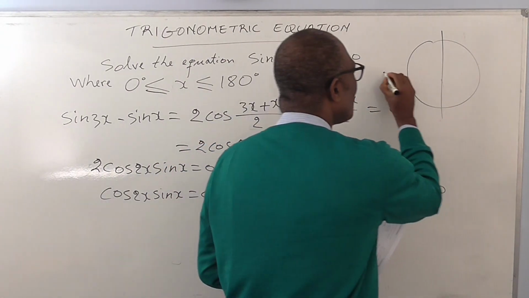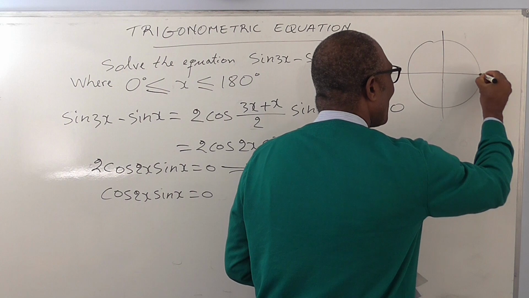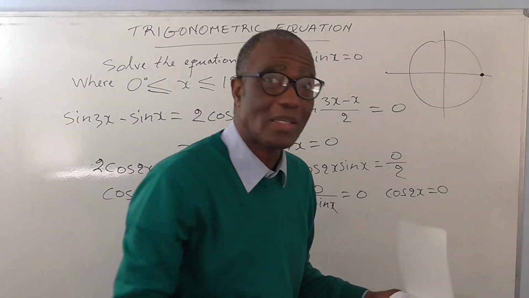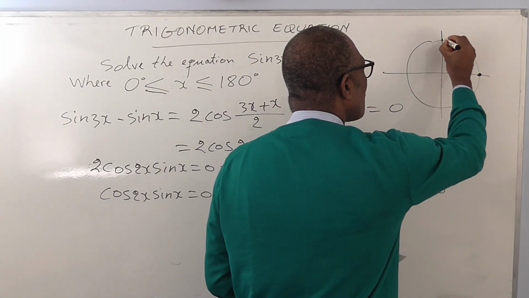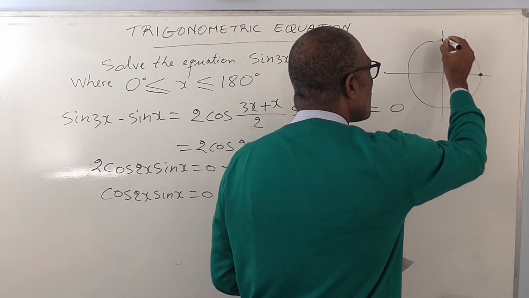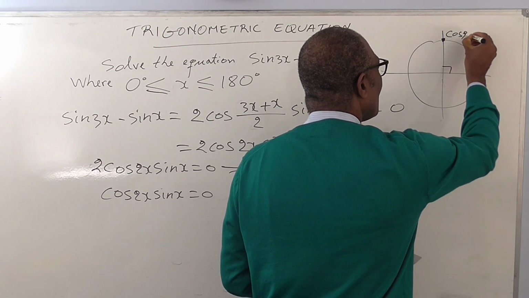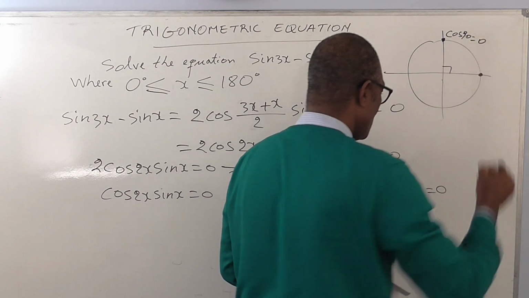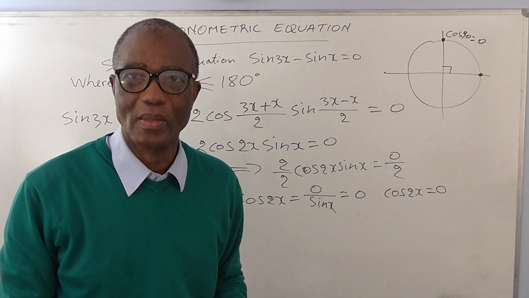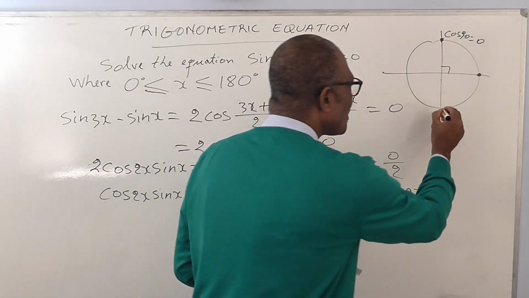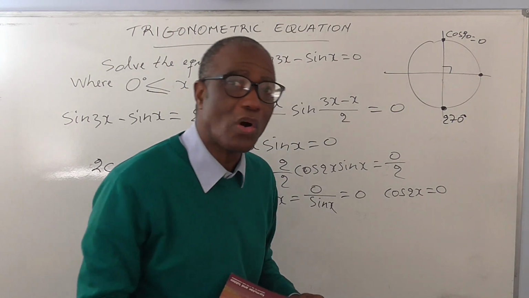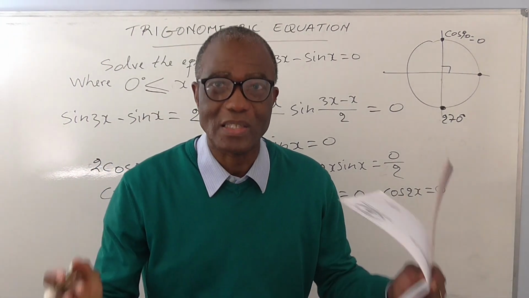Okay, when we are there, cos of 0 degrees is 1. But cos of 90 degrees over there is 0. Okay? Cos of 90 degrees is 0. And also, over there is 270 degrees, and the cos of 270 degrees is 0 as well.